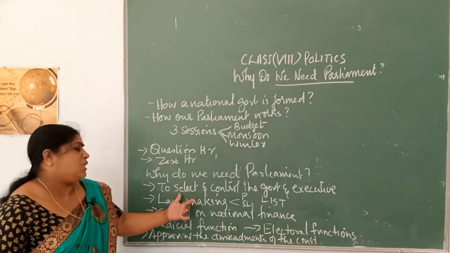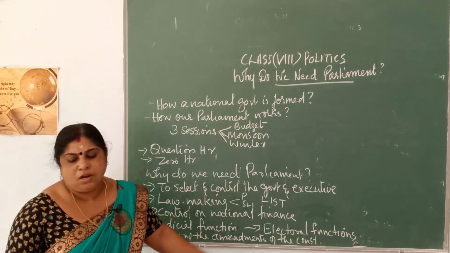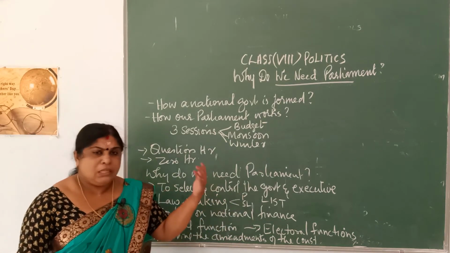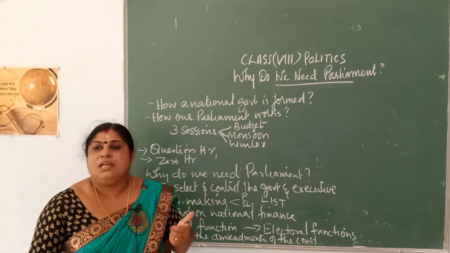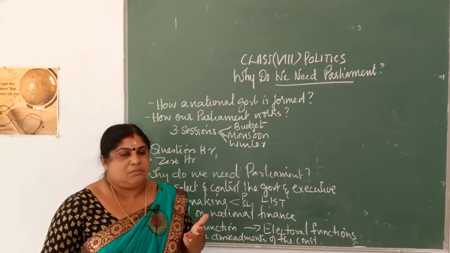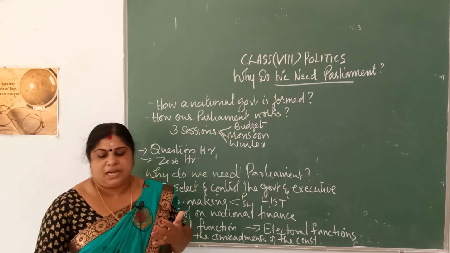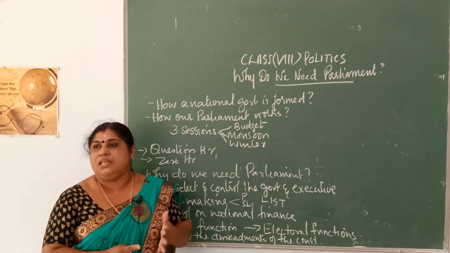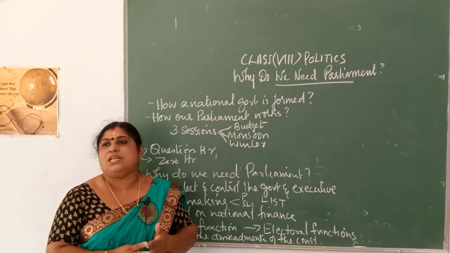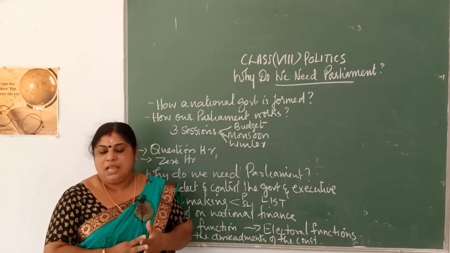The first one is to select and control the government or executive. The parliament, as told, comprises the president, the Lok Sabha and the Rajya Sabha. After the election is conducted, the parliament tries to elect the executives in the government. The next process is to select the executives.